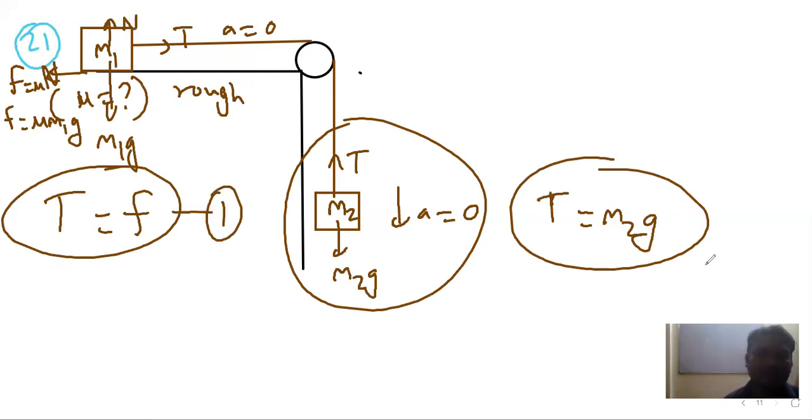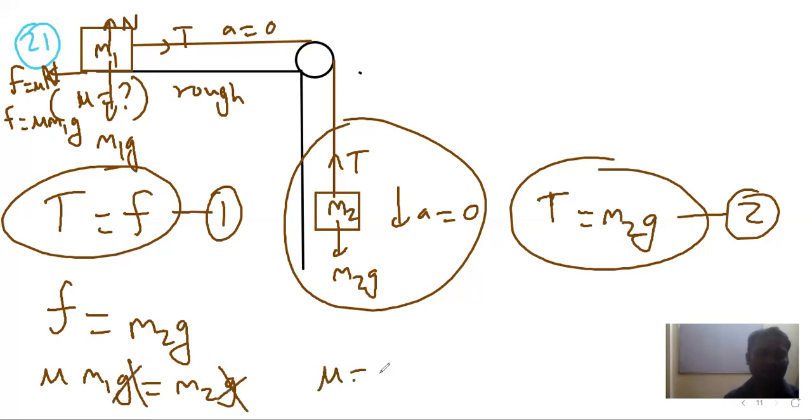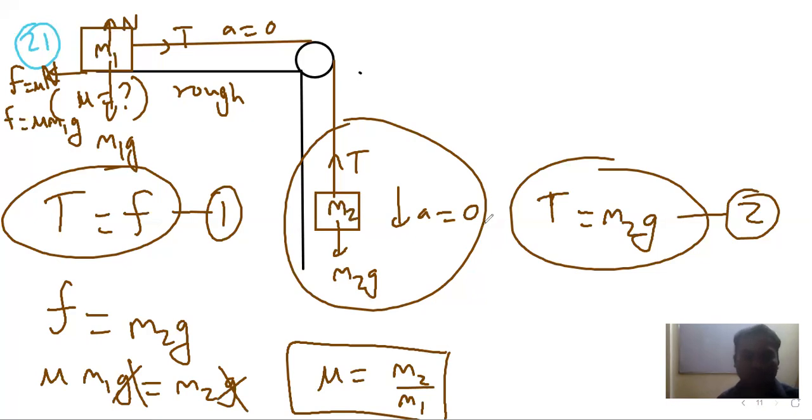Let us say this is equation 1. Let us say this is equation 2. So friction force is equal to M2G from equations 1 and 2. Now, friction force is mu n. Mu into M1G is equal to M2G. G cancels, and we get the value of mu as M2 upon M1. So our answer to this question comes out to be M2 upon M1. Quite an easy question.